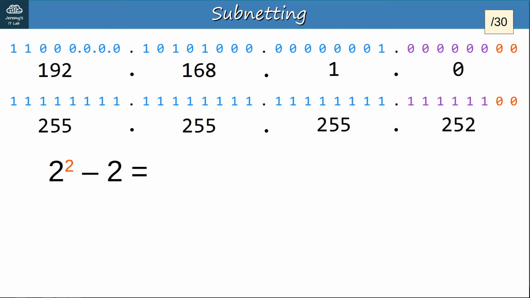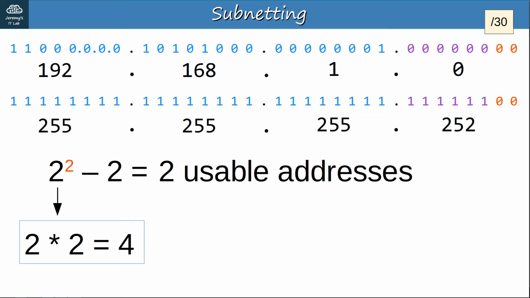Since there are 2 host bits, the formula to determine the number of usable addresses is 2 to the power of 2 minus 2. 2 to the power of 2 is 2 times 2, which is 4. So that means there are 2 usable addresses in a /30 network. Clearly, not enough room to accommodate the 45 hosts we have.